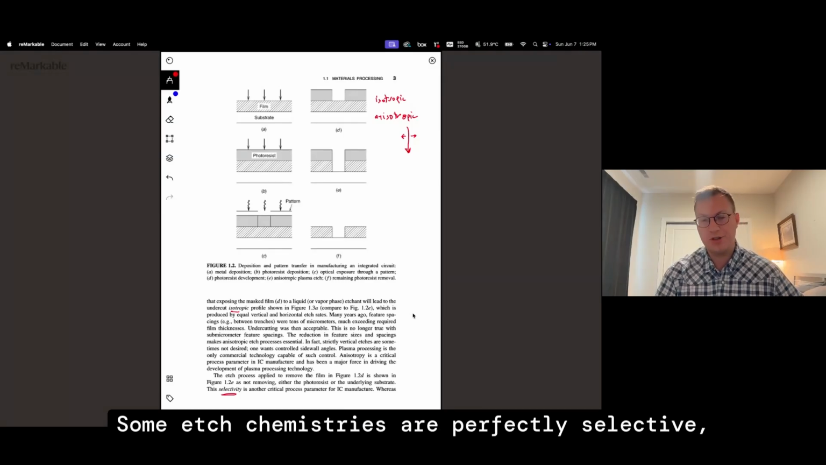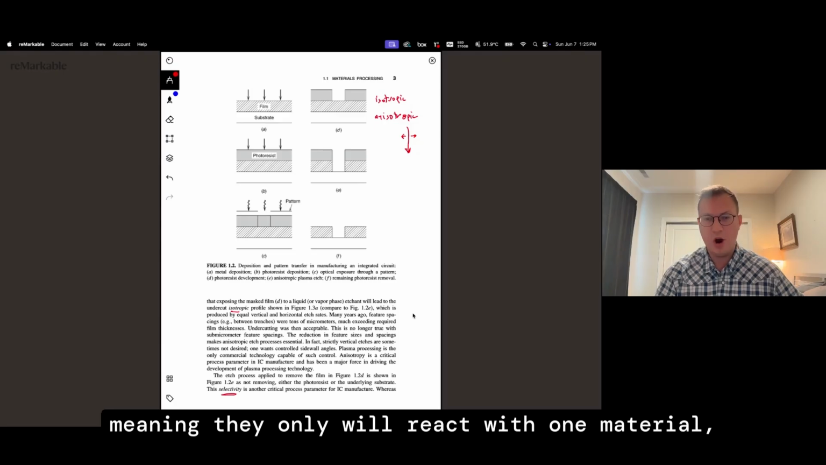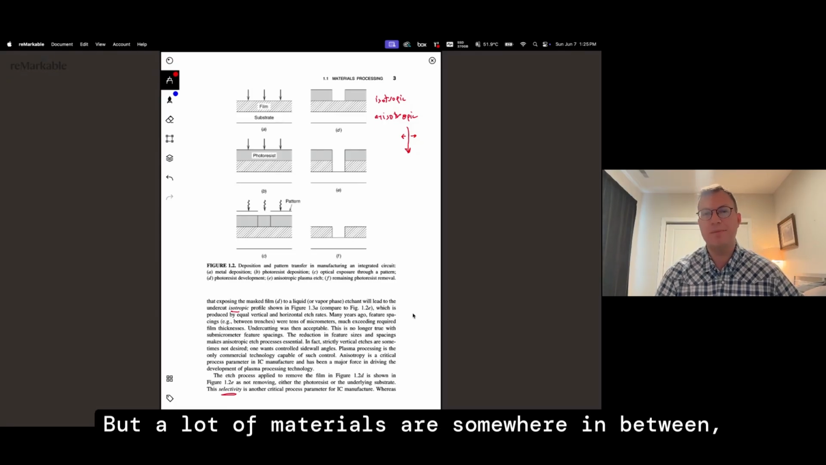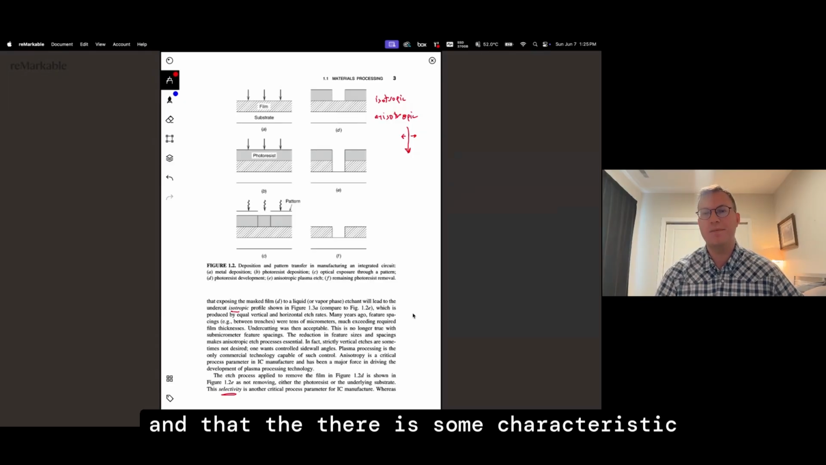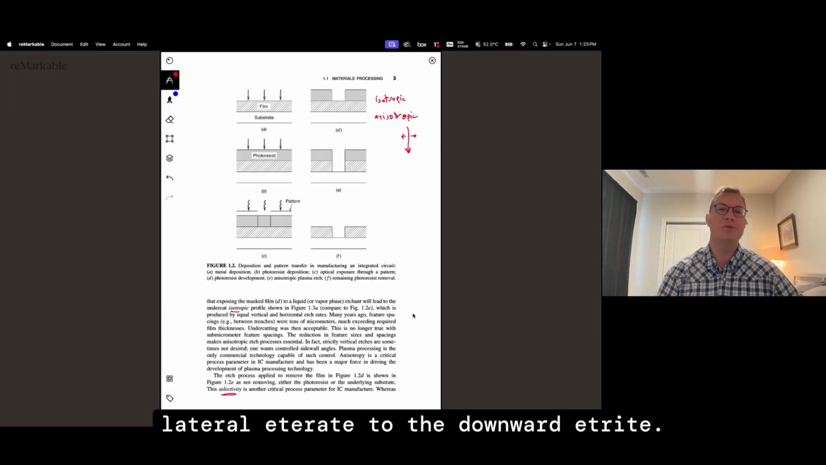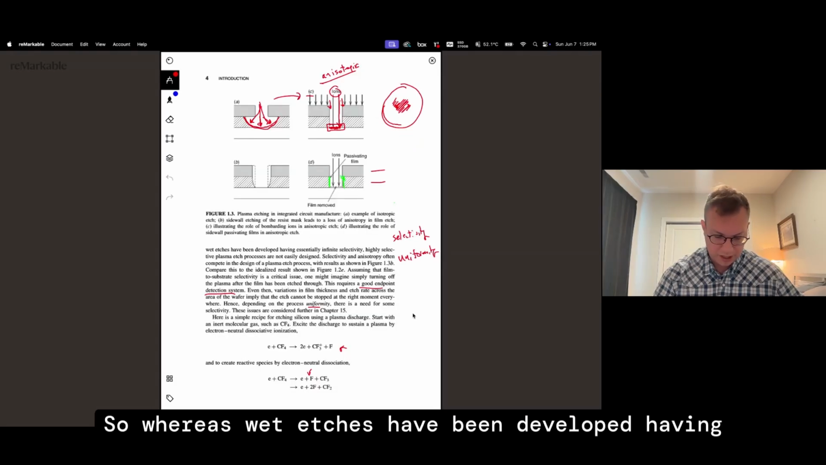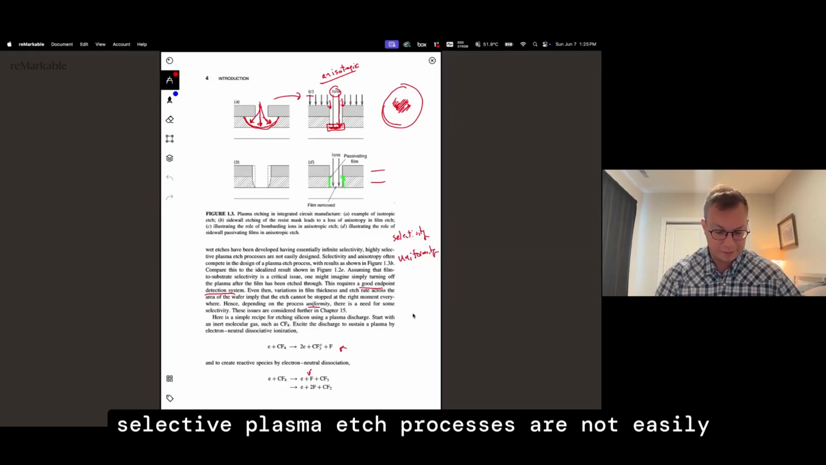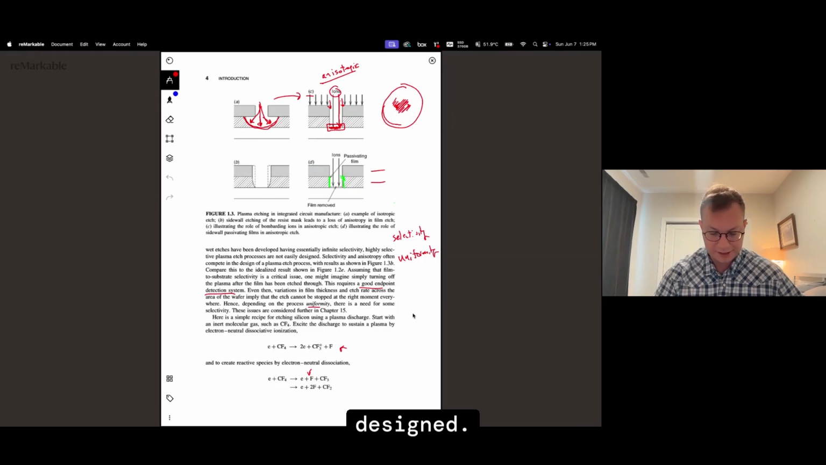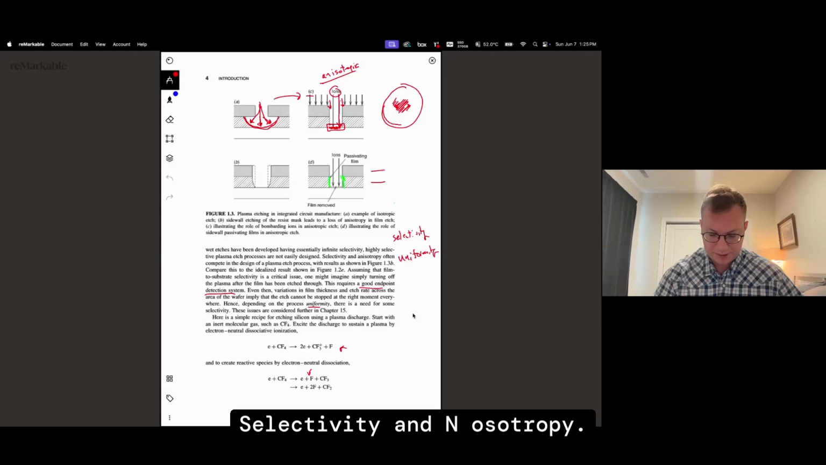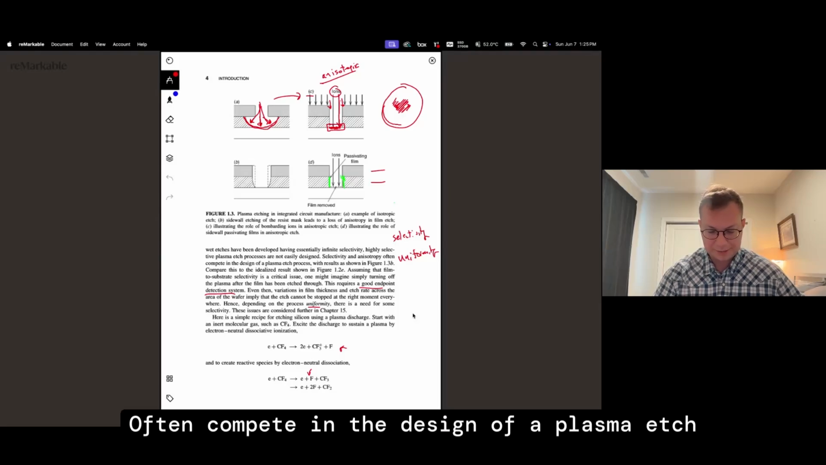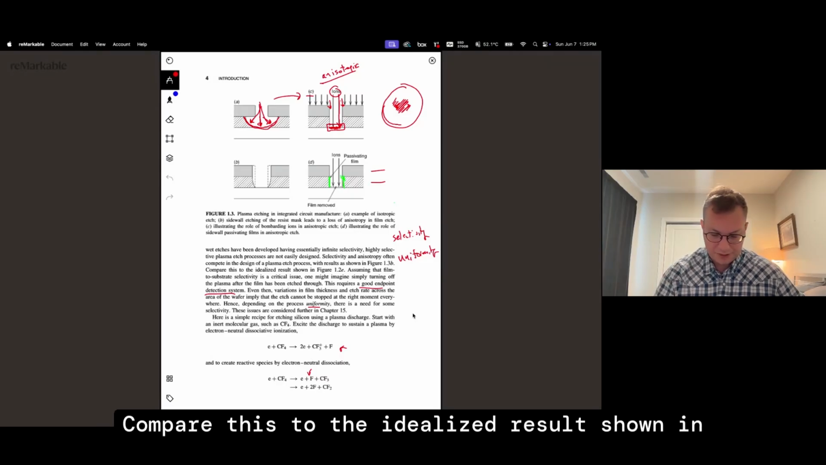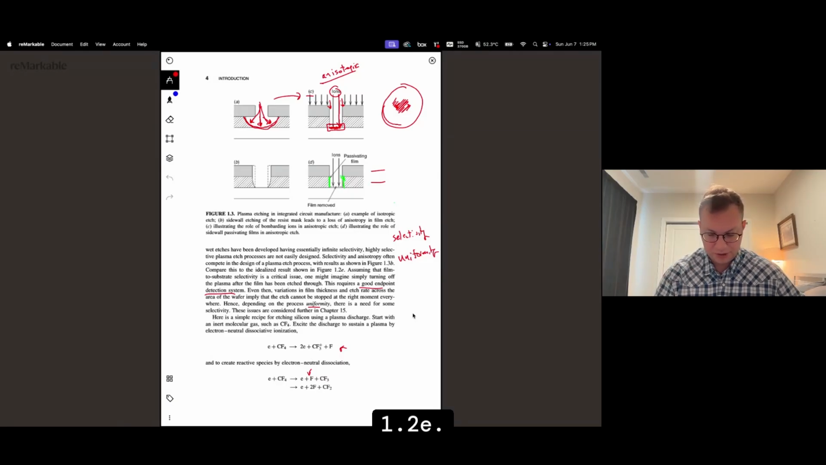Some etch chemistries are perfectly selective, meaning they only will react with one material, leaving the other one alone. But a lot of materials are somewhere in between, in that there is some characteristic lateral etch rate to the downward etch rate. So whereas wet etches have been developed having essentially infinite selectivity, highly selective plasma etch processes are not easily designed. Selectivity and anisotropy often compete in the design of a plasma etch process, which results, as shown in figure 1.3b. Compare this to the idealized result shown in 1.2e.